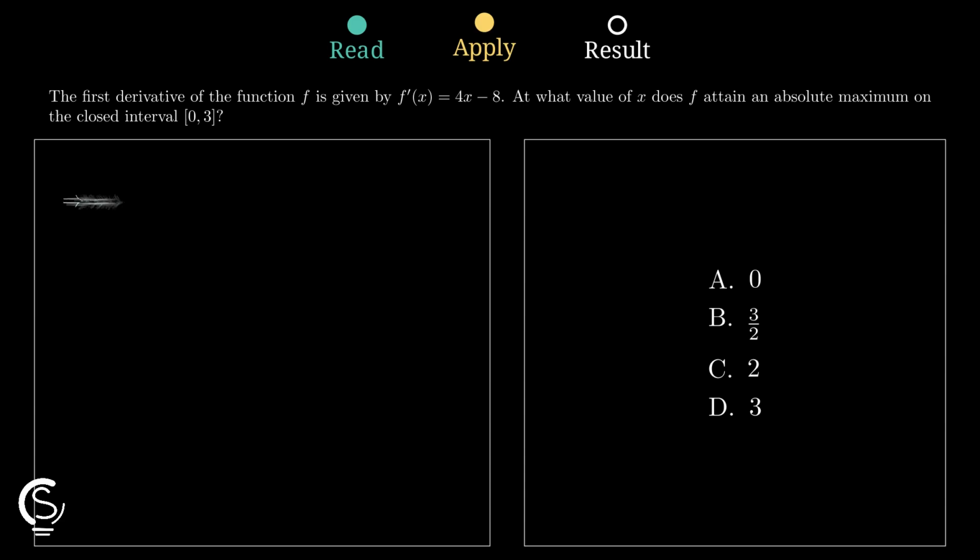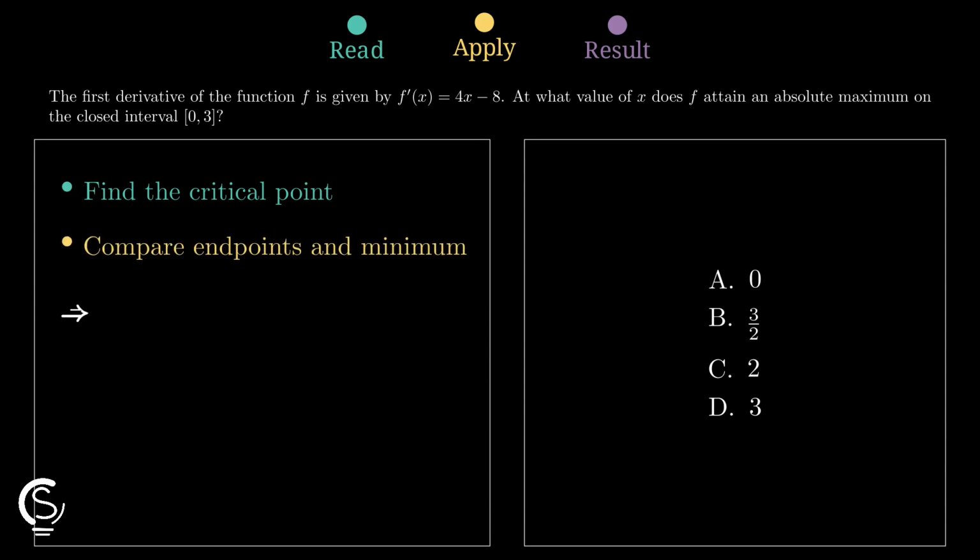Next, we must test the function values at the endpoints 0 and 3 plus our critical point 2. Since the derivative is negative then positive, x equals 2 is a minimum. Since the function decreases then increases, the maximum is at an endpoint. Comparing 0 and 3, 0 yields the highest value. Option A is correct.